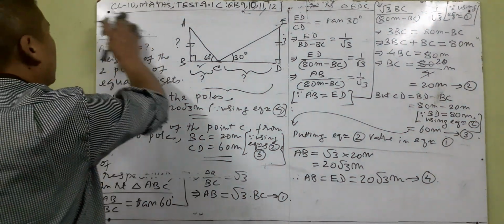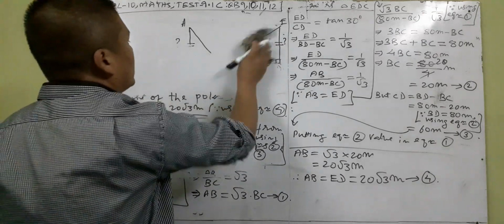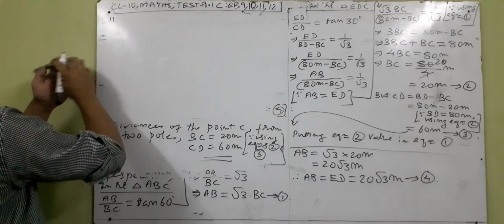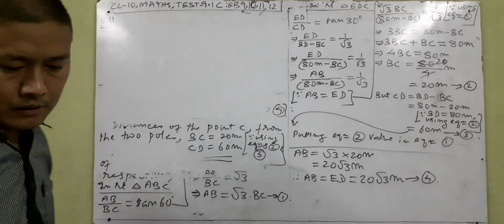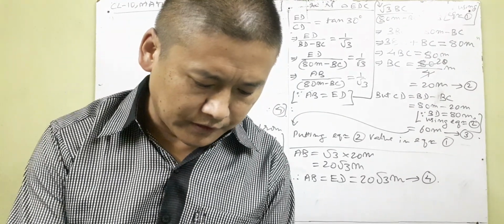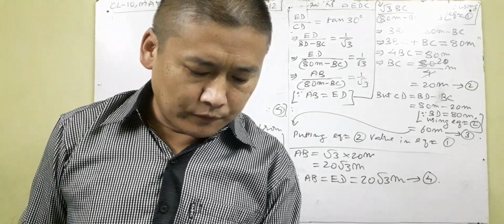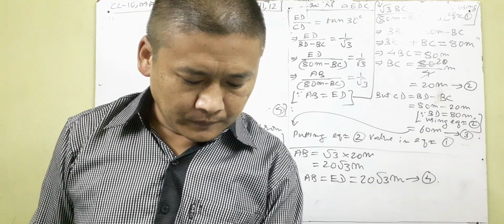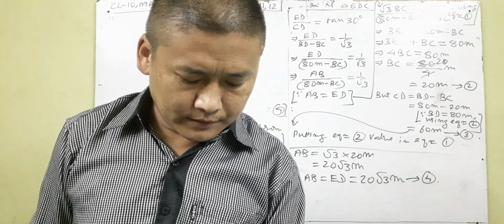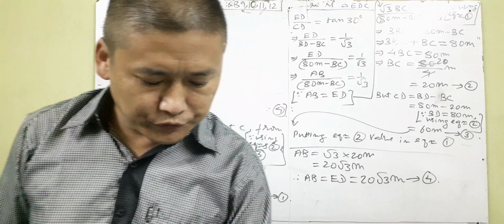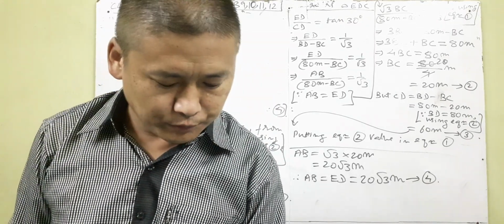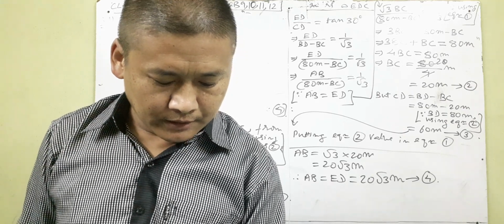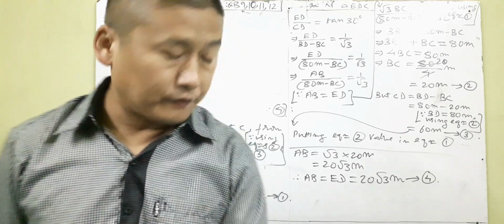Now let us go to B11. So B11, let us try. Write down B11 and let me read the question for us. B11 says a TV tower stands vertically on a bank of a canal. From a point on the other bank directly opposite to the tower, the angle of elevation of the top of the tower is 60 degrees. From another point 20 meters away from this point on the line joining this point to the foot of the tower, the angle of elevation of the top of the tower is 30 degrees. Find the height of the tower and the width of the canal.